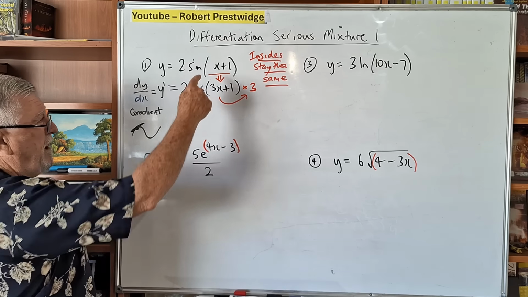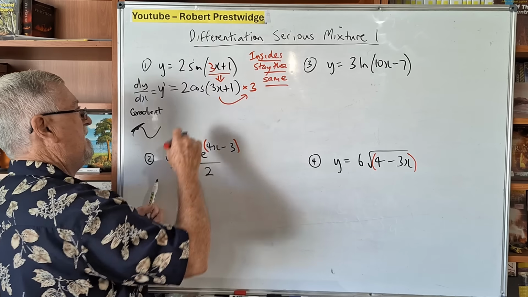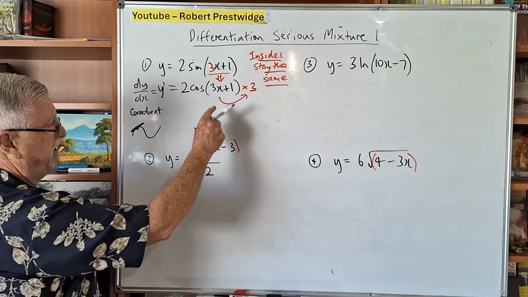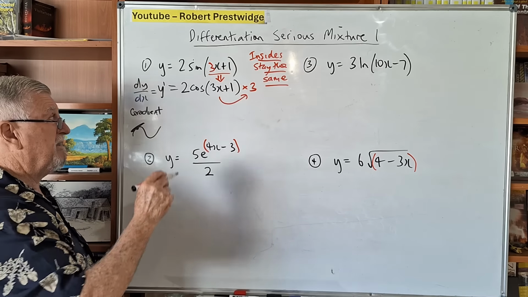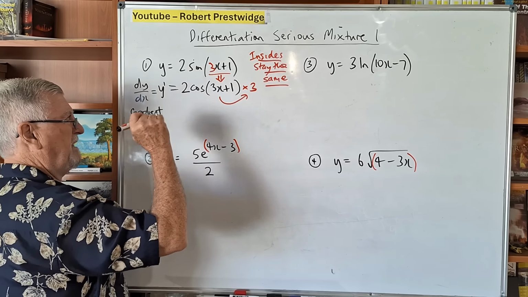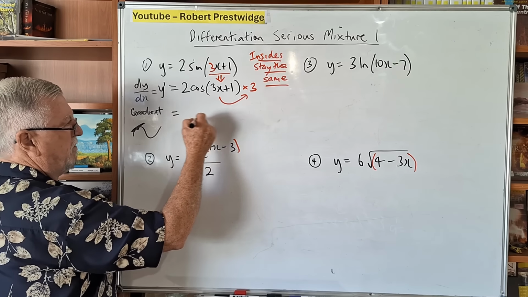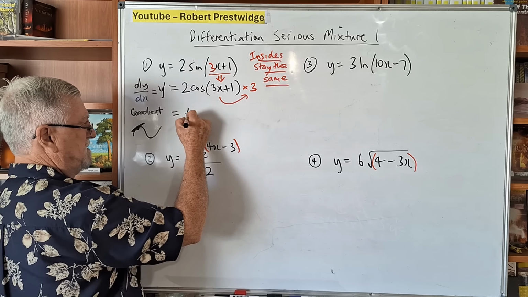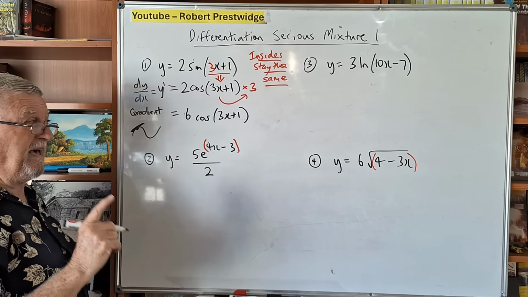Now if I did that graph and showed you that graph with the 3x back in, and I showed you this, and I showed it without the 3, this graph will be steeper than the graph without the 3. So let's have a look what's happening. All we're doing is we're saying 2 threes are 6, and it's 6 cos of 3x plus 1. So it's the derivative of the inside.